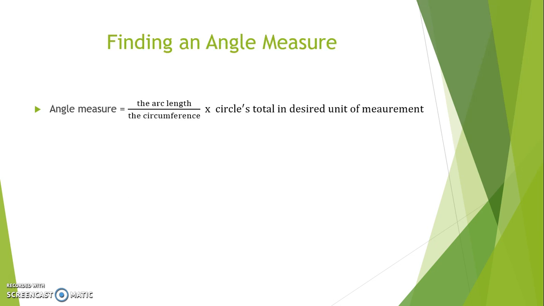Now, we can use this information when we are asked to find an angle measure given the arc length and radius. And the way to do that is to take the arc length and divide it by the circle's circumference and then multiply by the circle's total in the desired unit of measurement. So if you want the angle in radians, multiply by 2 pi radians. And if you want the angle in degrees, multiply by 360 degrees.